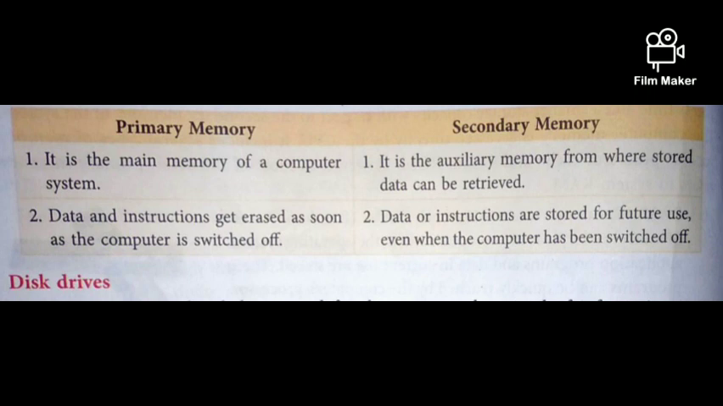Next question is the difference between primary memory and secondary memory. Page number 6. Primary memory is the main memory of the computer. Secondary memory is the auxiliary memory from where stored data can be retrieved. Auxiliary means additional memory. In primary memory, data and instructions get erased as soon as the computer is switched off. In secondary memory, data or instructions are stored for future use even when the computer has been switched off.